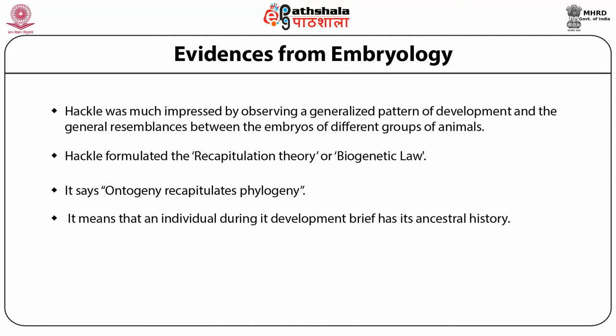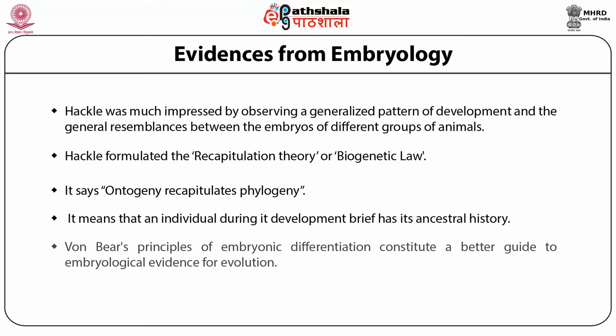Ontogeny is the life history of the individual starting from the ovum. And phylogeny is the series of adult ancestors of the individual, which must have occurred in the evolution of the group of this individual. It means that an individual during its development briefly repeats its ancestral history. Von Baer's principles of embryonic differentiation constitute a better guide to embryological evidence for evolution.